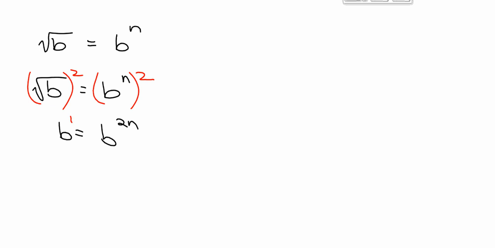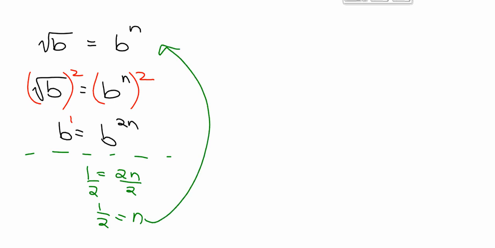So if this is b to the first equals b to the 2n, then that means these exponents are the same. And we'll do problems like this as our year goes on. So that means that 1 is equal to 2n. When we divide by 2, we get 1/2 is equal to n. And then when I go up to here and I rewrite that, that means that the square root of b is equal to b to the 1/2. And so that's that fraction.